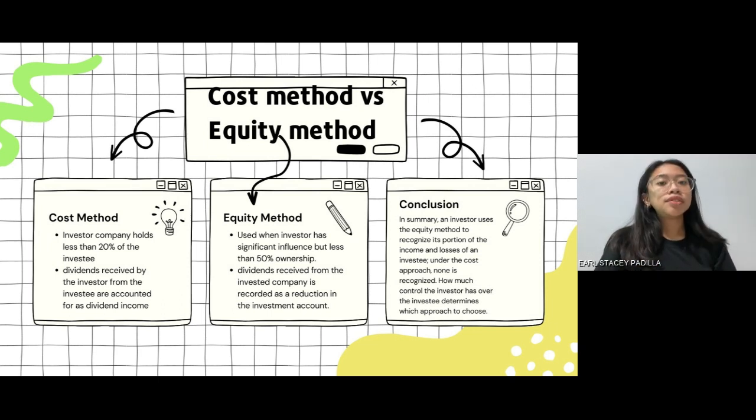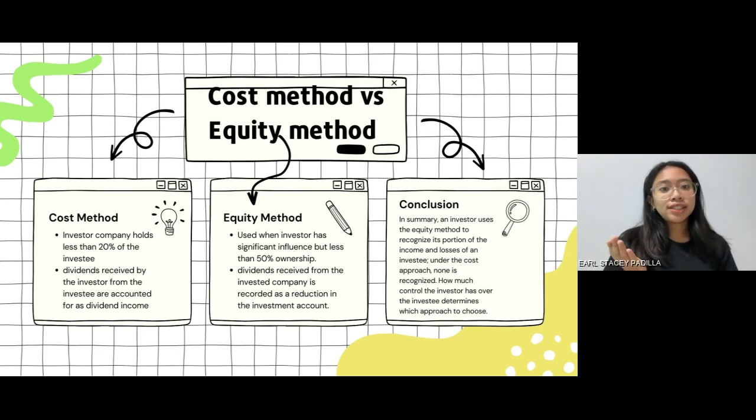For example, Company Alpha has a 30% ownership in Company Beta. If Company Beta makes a profit, Company Alpha's share of that profit will be reflected in its financial statements. This ensures that the investor's financial position is accurately reflected in its financial statements.